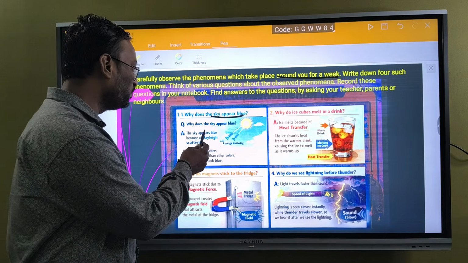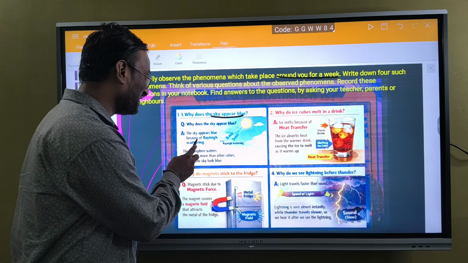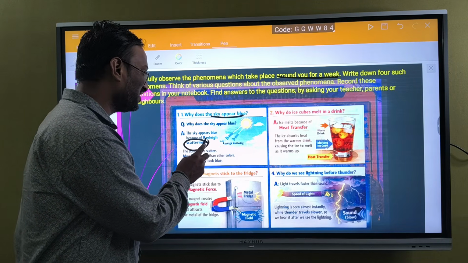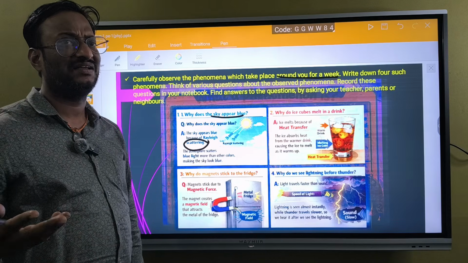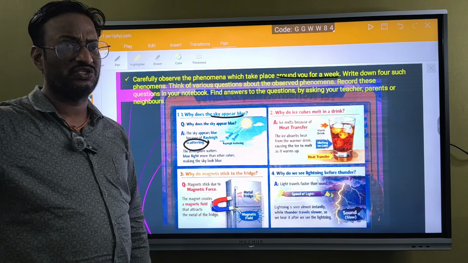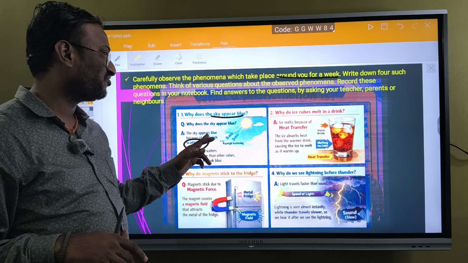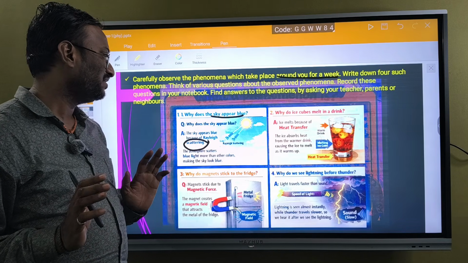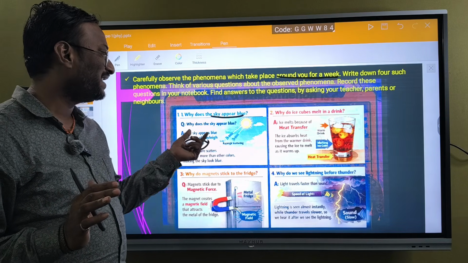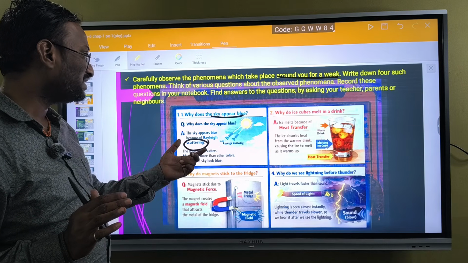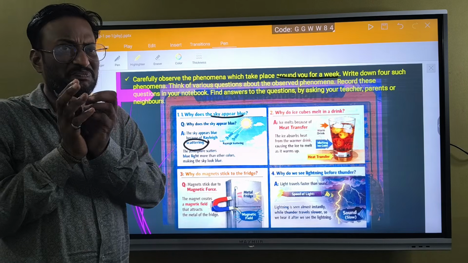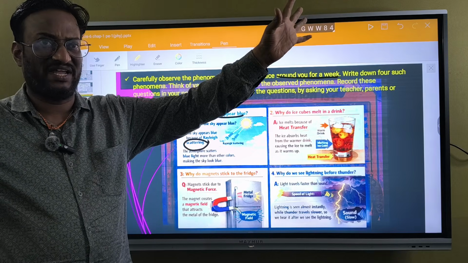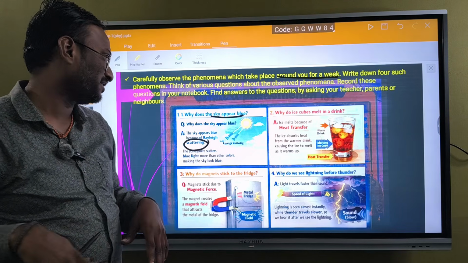Why? The sky appears blue because of scattering. This scattering, you are going to know what is scattering and all that in future, right? And Rayleigh was the first person who gave the idea of scattering, so that is why it is called Rayleigh scattering. The atmosphere scatters blue light. Scatters means spreading away the light, we call it scattering.